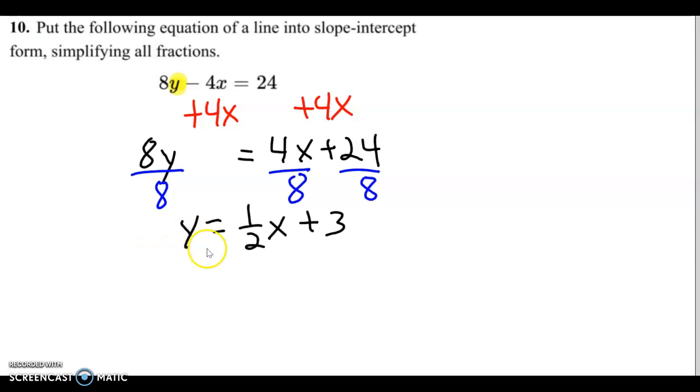That's going to give us y is equal to 1/2 x. The 4 over 8 reduces to 1/2. 24 over 8 reduces down to 3. And like I said, make sure you simplify the fraction. On Delta Math, it won't take it unless you do. But that's it. That is putting the following equation of a line in slope-intercept form.